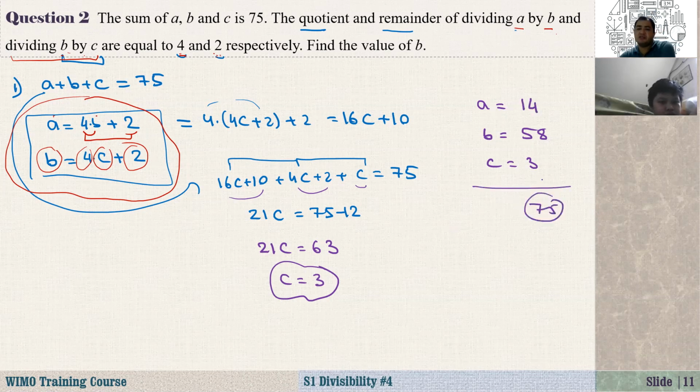75. As I see here, if you divide, for example, A is 58, right? A is 58, B is 14. So if you divide 58 by 14, the remainder is 2 and the quotient is 4. If you divide 14 by 3, the remainder is 2 and the quotient is 4. And the sum of these numbers is 75.